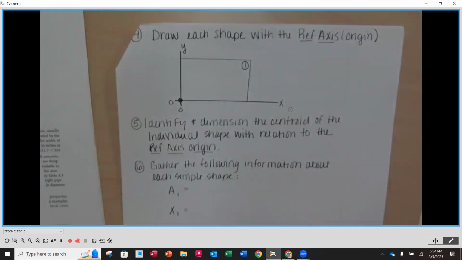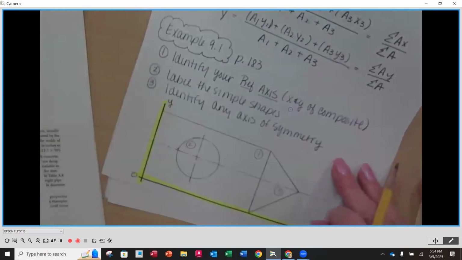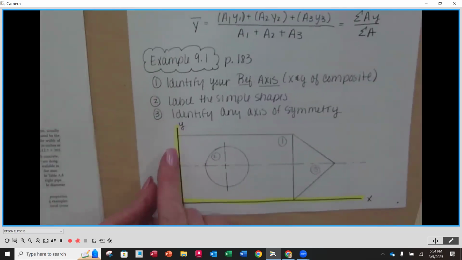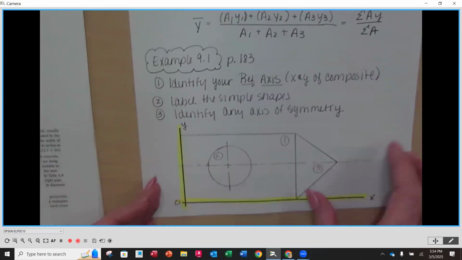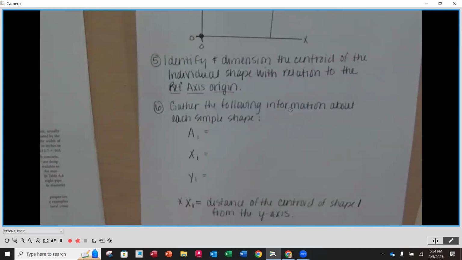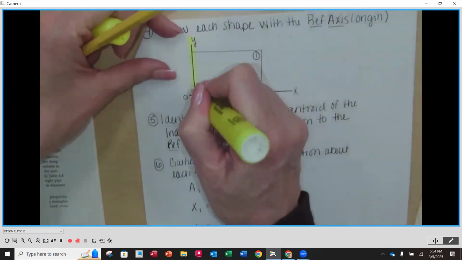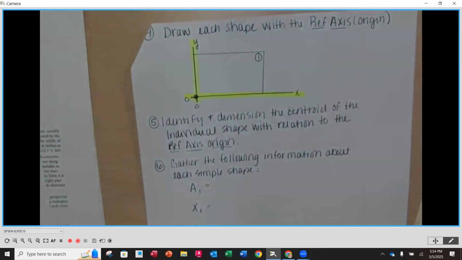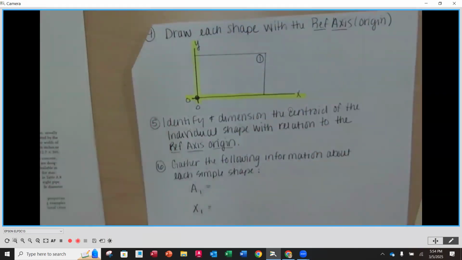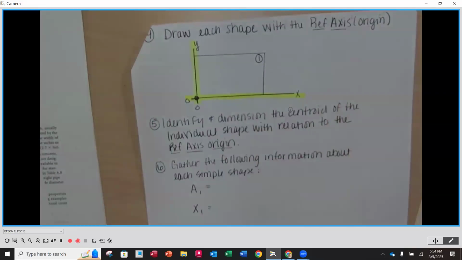Now the rectangle, in regard to the reference axis, if you recall, we have the reference axis here, and it's going to run down to that lower left-hand corner. So I'm going to simply highlight the reference axis again, and we're going to place our shape in that same place as the original composite. And it happens to be snugged right into that bottom left-hand corner. So this is shape number 1.